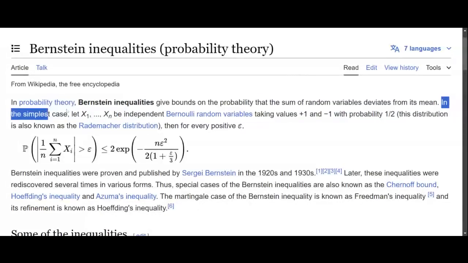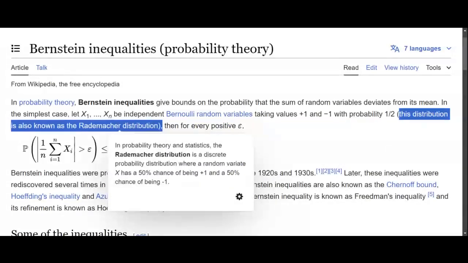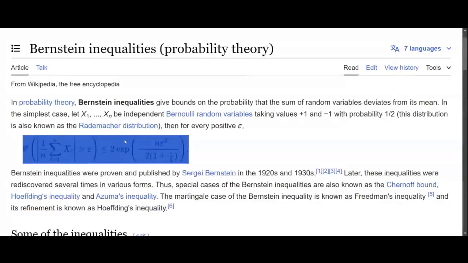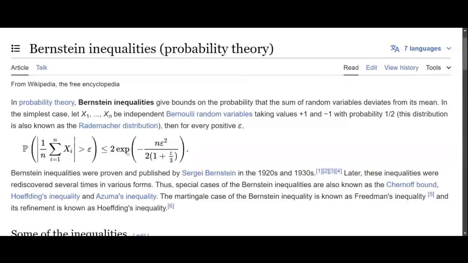In the simplest case, and that's what we're doing with random walks, x1 to xn are random variables taking value plus or minus 1 with probability 1/2. This distribution is known as the Rademacher distribution, but not that it matters for us. And then it says for any positive number epsilon, here they use a strict inequality, we're using a weak inequality, but it does not really matter. This is how you can estimate it: it's 2 times the exponential function of negative that.